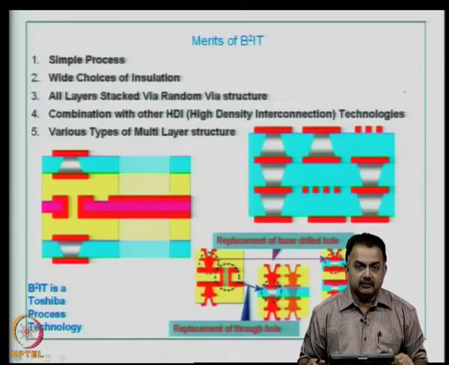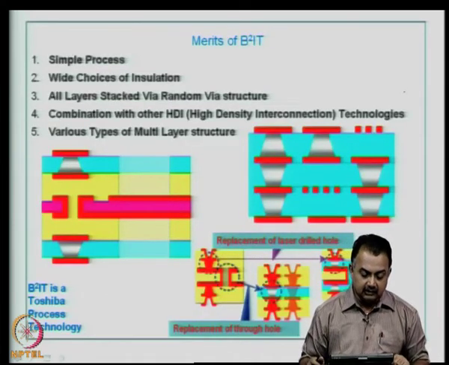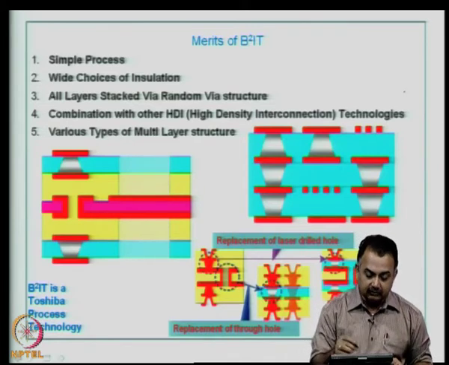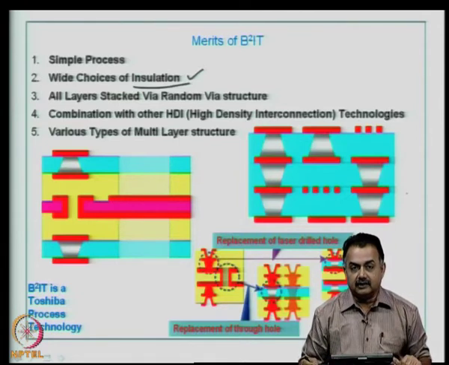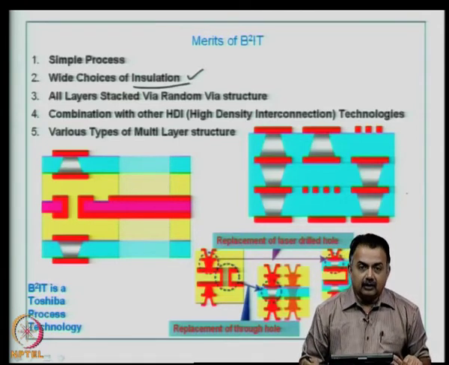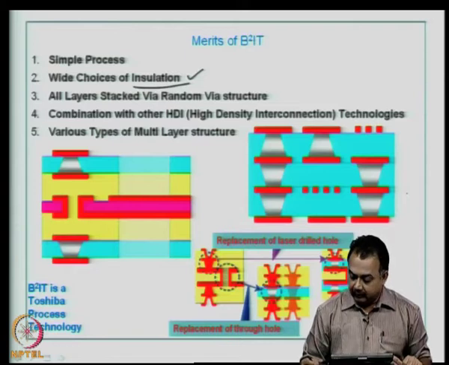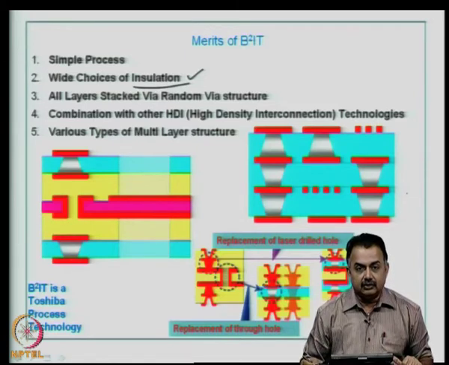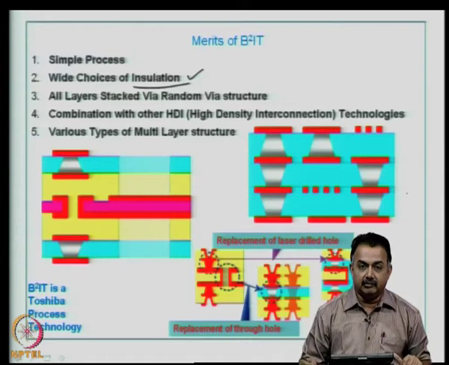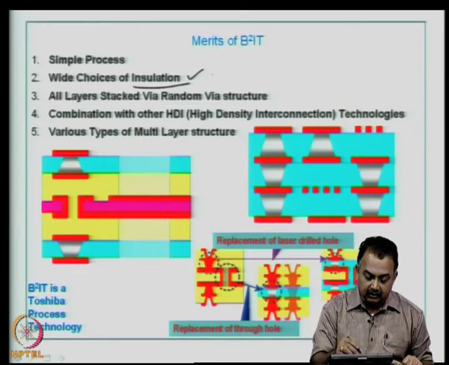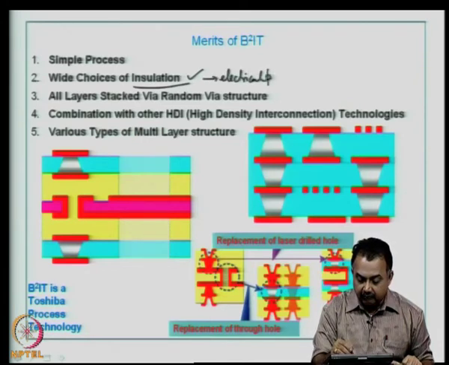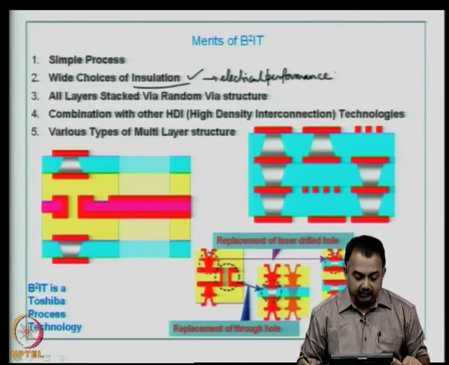So, the merits of B squared IT is that it is a simple process. It has got wide choices of insulation, because instead of the prepreg material, for example, if it is an epoxy, you can use an epoxy, or if you get other materials to choose from, it can be a polyimide, it can be a Teflon sheet and so on. So, based on the electrical performance requirement, you can choose your insulator material.